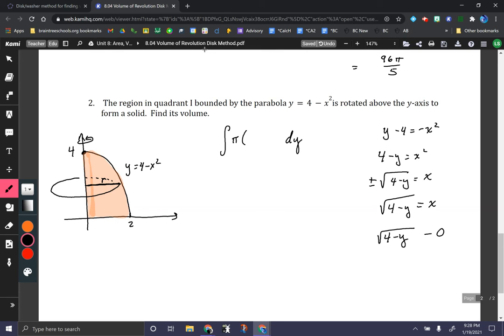So here we're looking at pi r squared. So that's going to be the square root of 4 minus y, quantity squared. We're going to need to know our limits as well. We're starting at the x-axis, which is y equals 0, and ending all the way up at a y-coordinate of 4. So we're looking at the antiderivative of pi times 4, which would be pi times 4 times y, and the antiderivative of pi times negative y, which would be negative pi over 2 y squared, evaluated from 0 to 4.